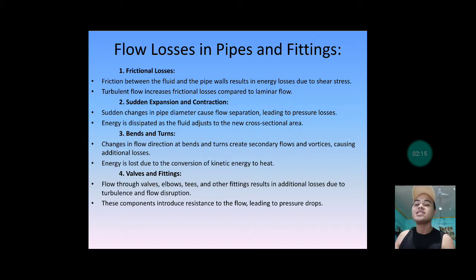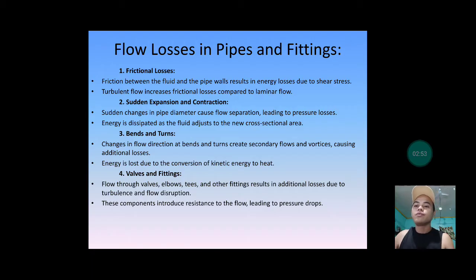Next, number 3, bends and turns. Changes in flow direction at bends and turns create secondary flows and vortices, causing additional losses. Energy is lost due to the conversion of kinetic energy to heat or friction. Lastly, number 4, valves and fittings. There will be flow losses in valves and fittings. Flow through valves, elbows, tees, and other fittings results in additional losses due to turbulence and flow disruption. These components introduce resistance to the flow, leading to pressure drops.